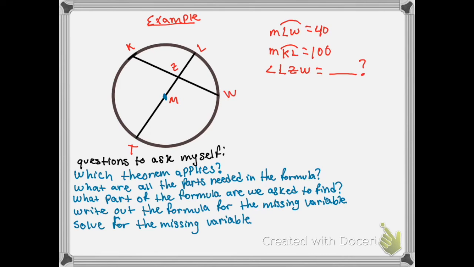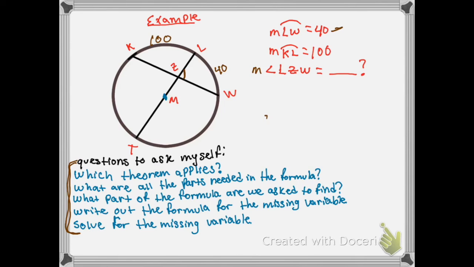Before you guys target any questions here, I want you to ask yourself these 5 questions that I have laid out down here, okay? Write these questions down. They're going to be important, okay? So which theorem applies, okay? So in this question, I'm given that I know the measure of arc LW, which is 40. I know the measure of arc KL, which is 100. Okay, and I am looking for the measure of LZW. So I'm looking for that angle, and LZW is right here. So that's what I'm looking for, okay?